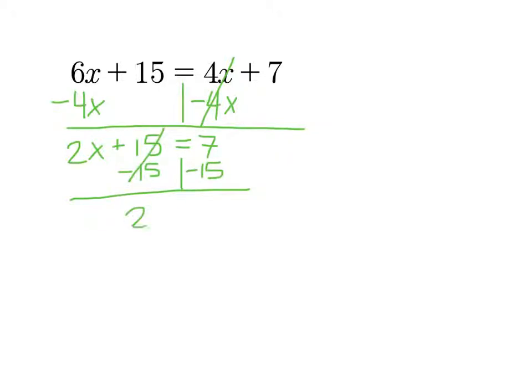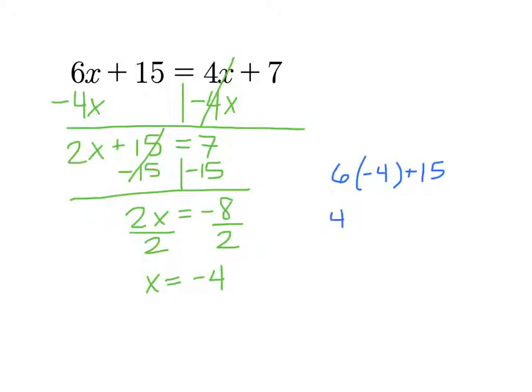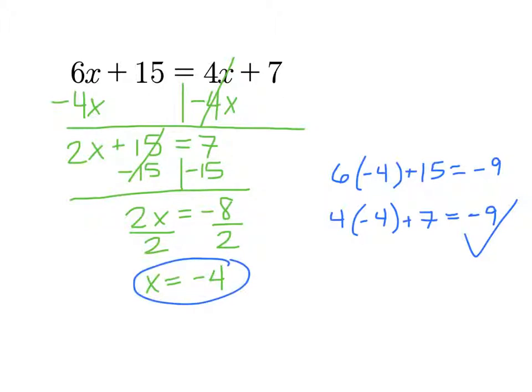That gives me 2x is equal to negative 8. And we know that we get rid of the 2 coefficient by dividing by 2. And x equals negative 4. Always go back and check. Go back to the original problem. Plug in the x on each side and make sure you get the same answer coming out. Negative 24 plus 15 is negative 9. Negative 16 plus 7 is also negative 9. I know I did it right because I checked my answer and I'm good.